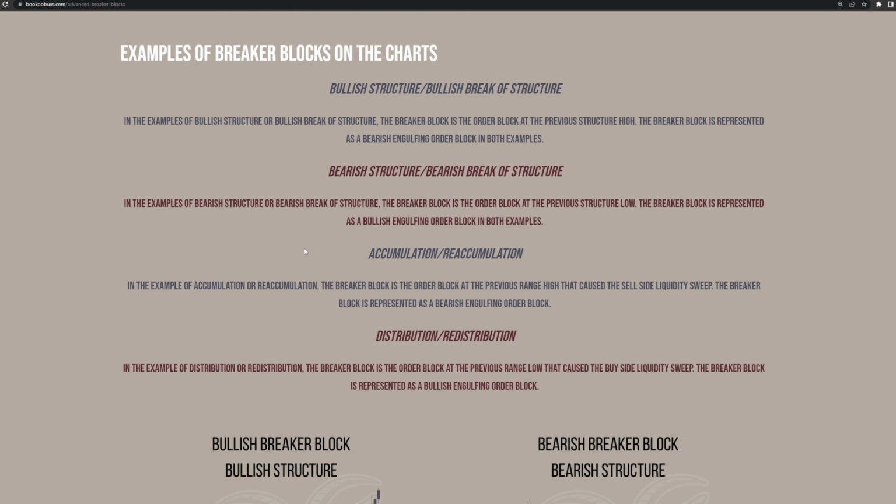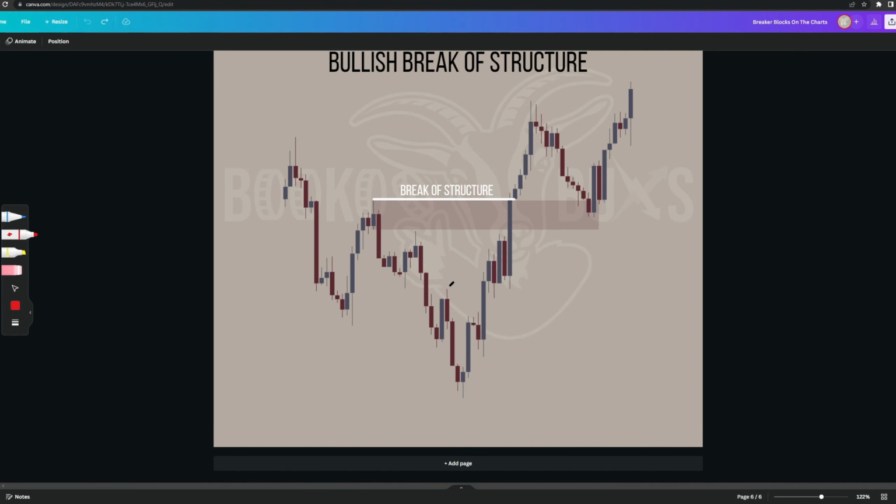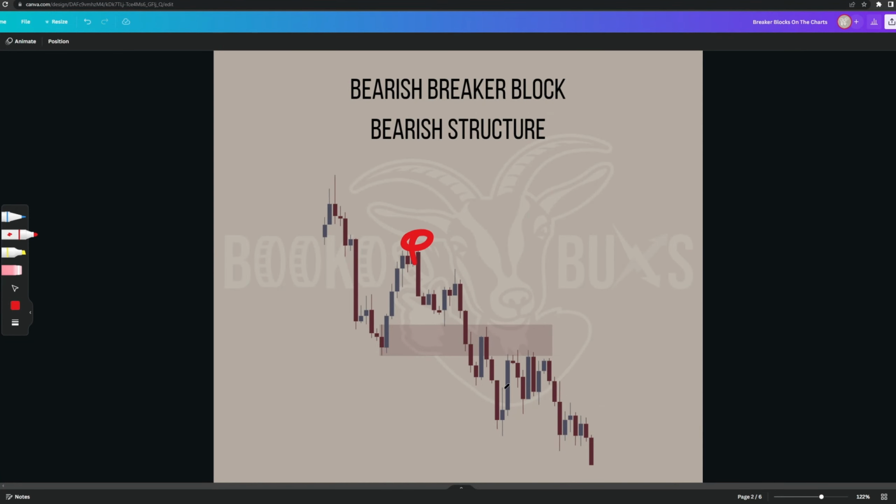In the examples of bearish structure or bearish breakup structure, the breaker block is the order block at the previous structure low. The breaker block is represented as a bullish engulfing order block in both examples. So I don't really have to read that, I guess. But bearish structure, we got this high to this low. Previous low is here. This order block is the breaker block.